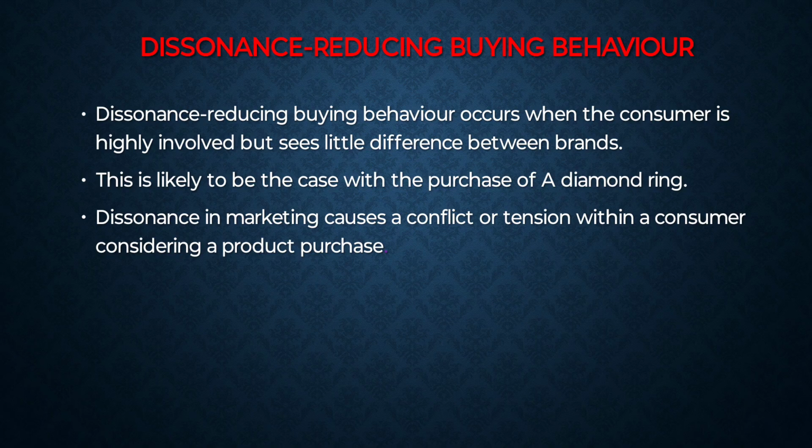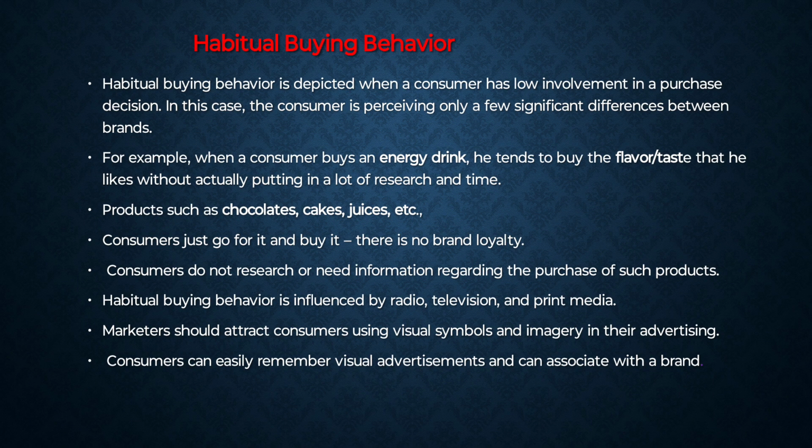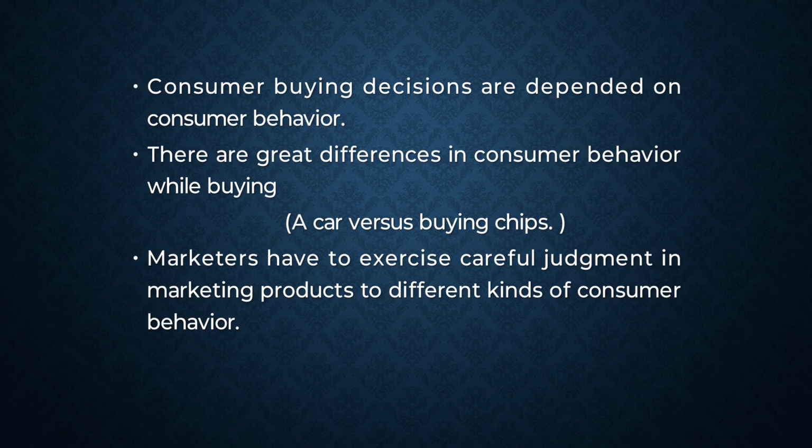Dissonance reducing buying behavior occurs when the consumer is highly involved but sees little difference between the brands. This is likely to be the case with the purchase of a diamond ring. There is conflict or tension for the consumer considering the particular product. Habitual buying behavior: when a consumer buys an energy drink, he tends to buy the flavor or taste that he likes without putting in a lot of search and time. Consumer buying decisions are dependent on consumer behavior. There are great differences in consumer behavior.